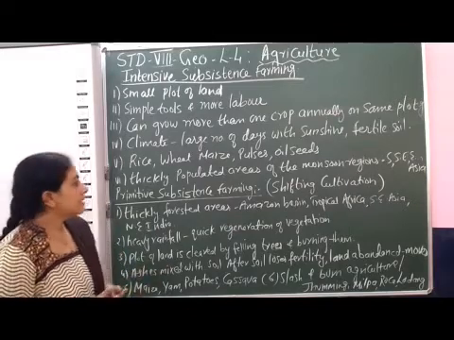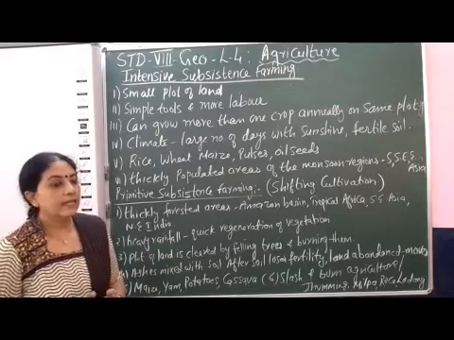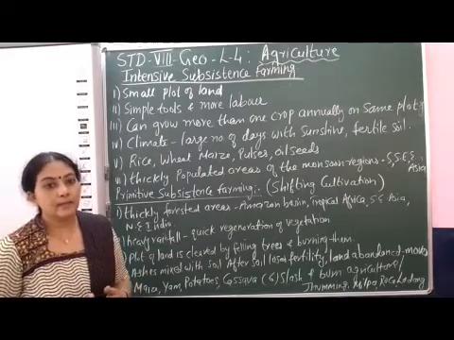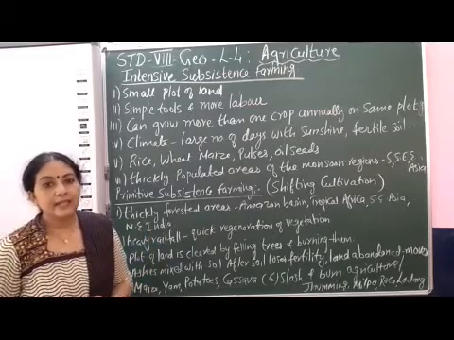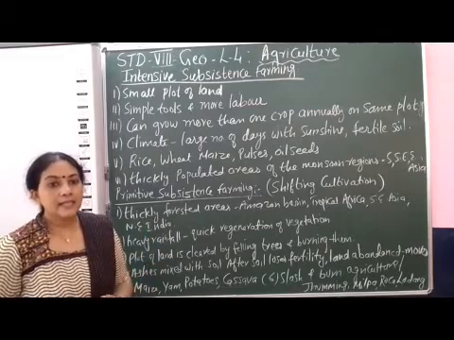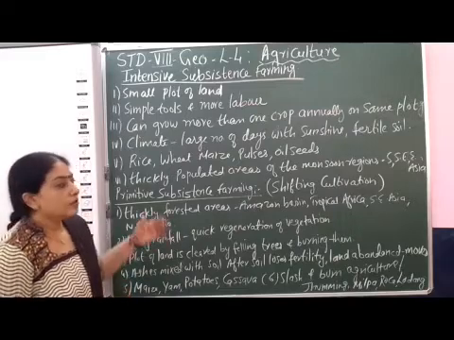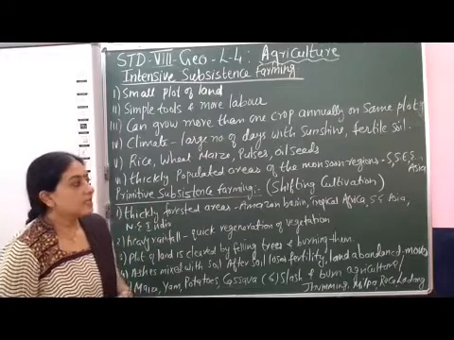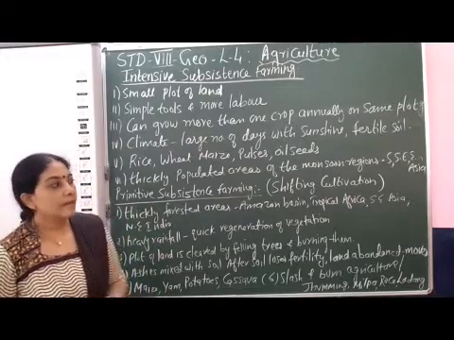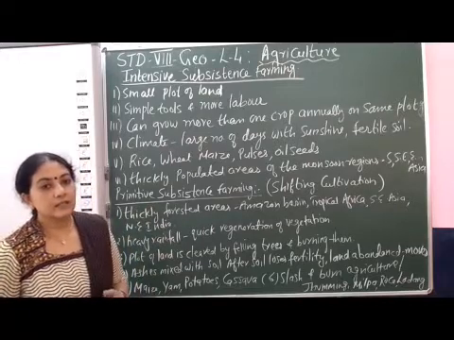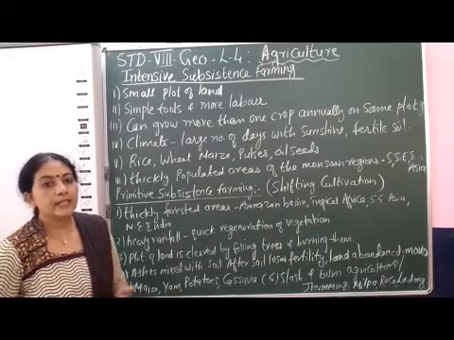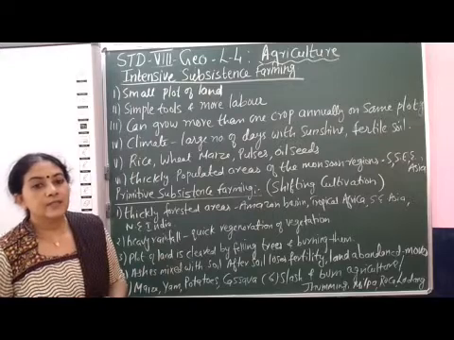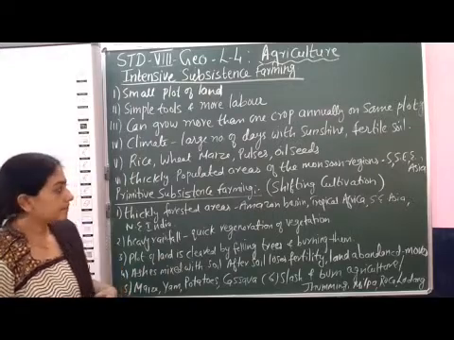This intensive subsistence farming is specially done in thickly populated areas where land is less available. So this is specially done in India because here land is less, population is more. So in thickly populated areas, especially of the monsoon regions like South Asia, Southeast Asia and East Asia. So in our country, in Indonesia, Malaysia and all these countries, intensive subsistence farming is done.